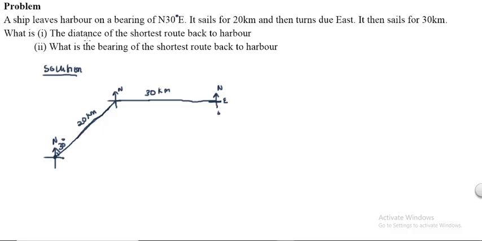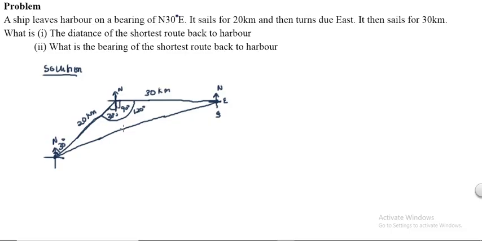We are told to find the shortest distance back to harbor. The shortest distance between two points, which are the stopping point here and this point, is a straight line. So I'll connect these two with a straight line. If you notice, we have a triangle here. The next thing you want to do is figure out your angles. Now, if this is 30 degrees, by what we've learned so far, the angle here will be the alternate angle, so this will be 30 degrees. From here we have the south and then the east, so from here to here will be 90 degrees. So the total angle here will be 30 plus 90, which is 120 degrees.